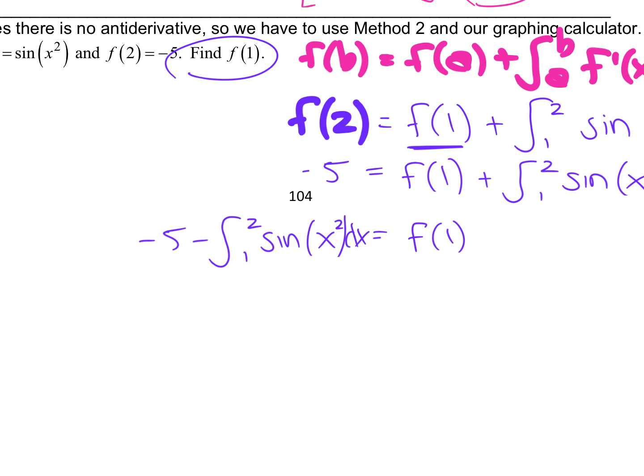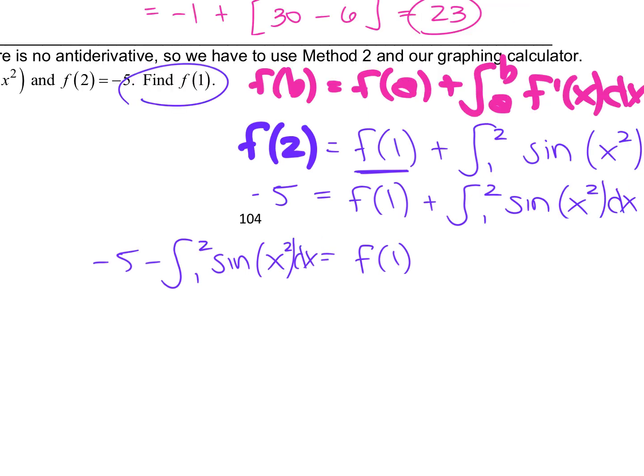All right, so when I start typing this into my calculator, I'm going to lead with -5 minus, and then I'm going to put the integral in, because this is why I solved it on my paper, so I know what order I'm putting this in my calculator. Are you putting this on the graph? Nope, not in the graph.